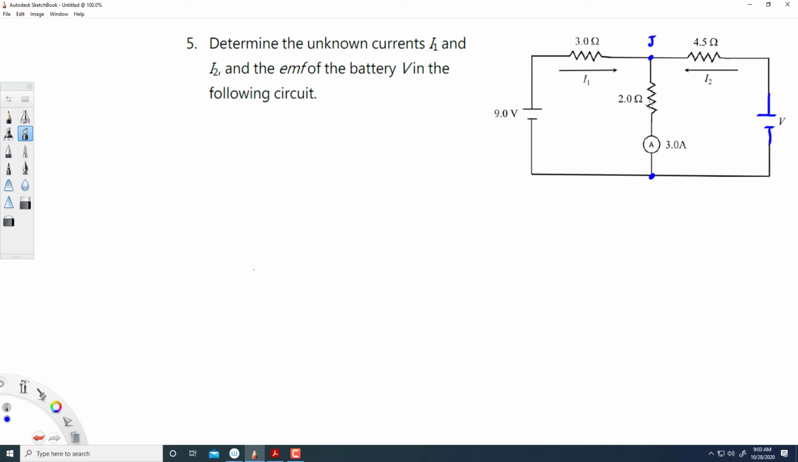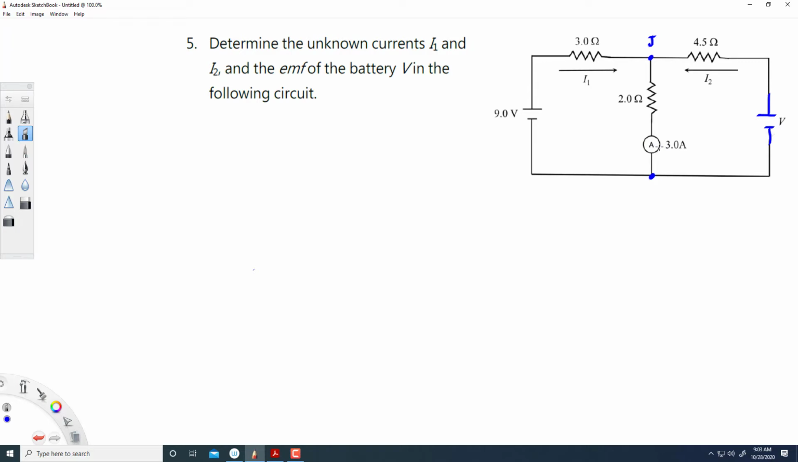We don't know the direction of the current here. We know there is an ammeter down here, and the function of an ammeter is to measure the current. It's not an active circuit component. The only thing it does is measure the current. It measures a current of 3.0 amperes here, but we don't know the direction. But that's not a problem.